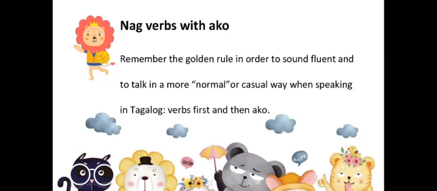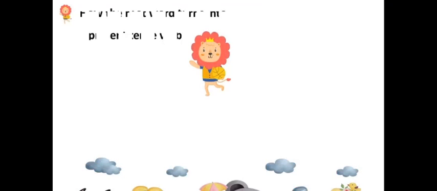Nag-verbs with ako. Remember the golden rule in order to sound fluent: it is considered a more normal or casual way of speaking when speaking in Tagalog. You have to say the verb first and then the word ako to turn the verb into a first-person action. Here is how the root word turns into a present tense verb.